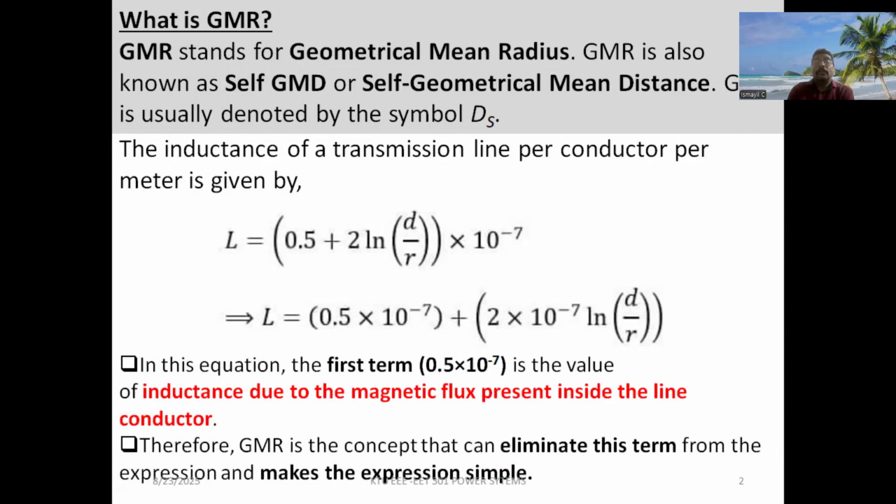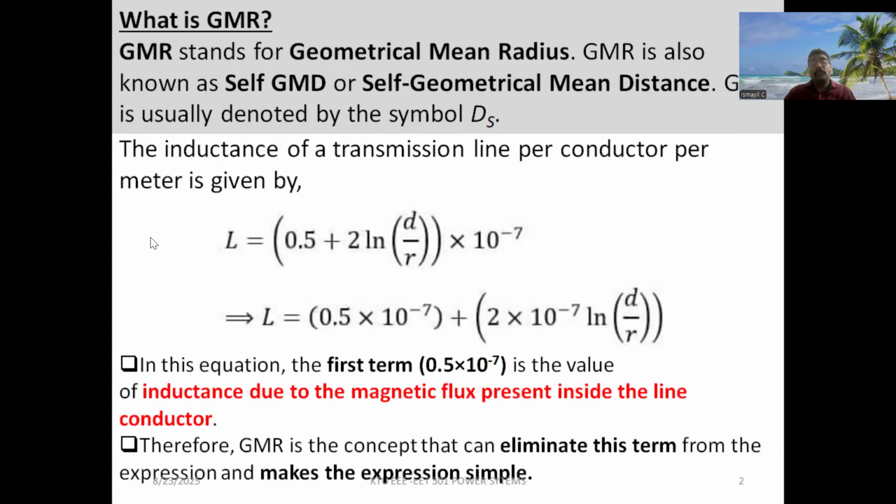We all know that the inductance of a transmission line per conductor in a single phase system or in a three-phase system is given by L equals 0.5 plus 2 ln d by r, into 10 raised to minus 7, where d is the distance between the transmission lines and r is the physical radius of the transmission line.